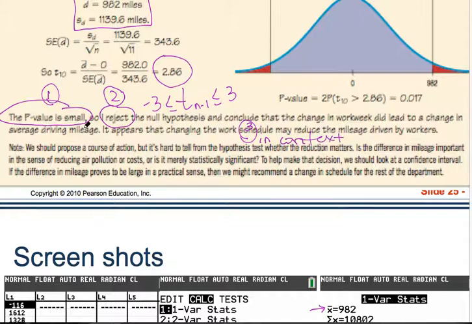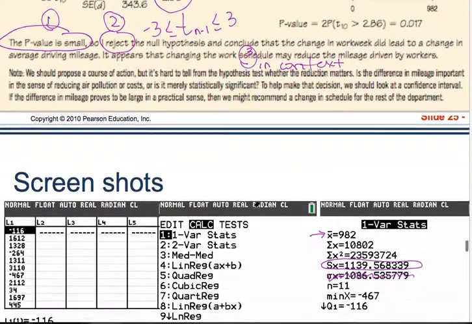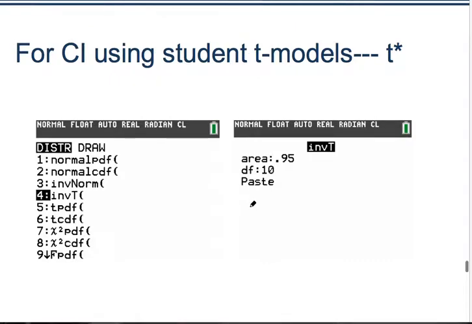Okay, so small, you reject, and that you say that there is a possibility of difference, right? So they say that the change in work week did lead to a change in average driving mileage. It doesn't say a direction because our alternative hypothesis did not have a direction in it. Okay, so that's why that's what it is. So then the rest of this, you should propose a course of action, but there wasn't enough information in there, so we don't necessarily need to do that. So p-value small or large, reject or fail to reject, and then the third part is in context of the problem.